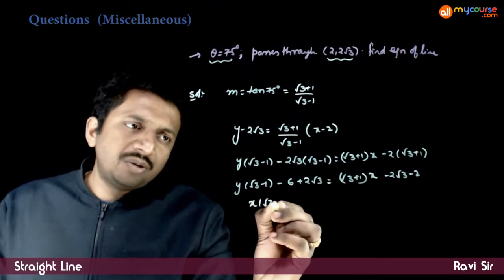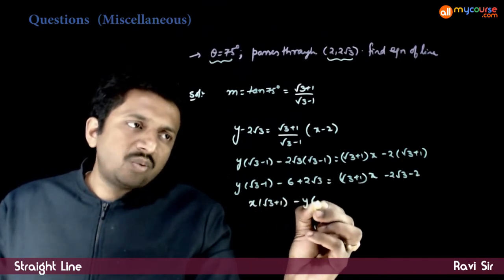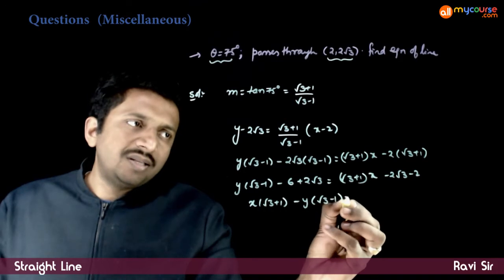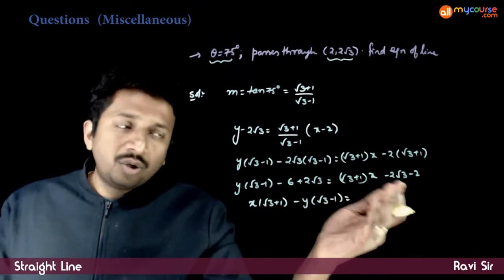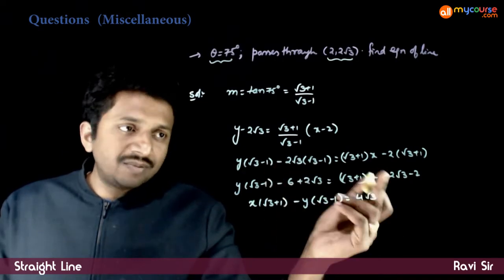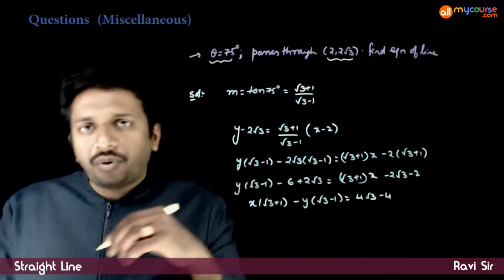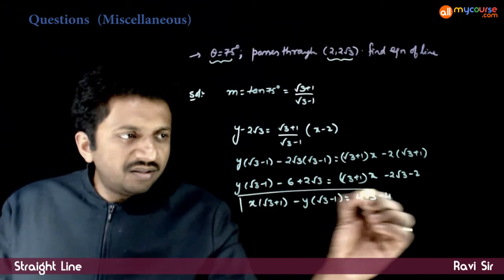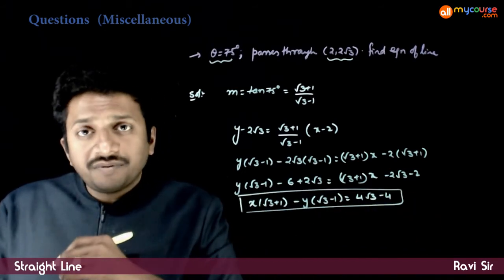So x times (√3 + 1) minus y times (√3 - 1) is equal to, so 2√3 plus 2√3 is 4√3, minus 2 becomes plus 2 here, so minus 4. So this will be the required equation of the straight line.